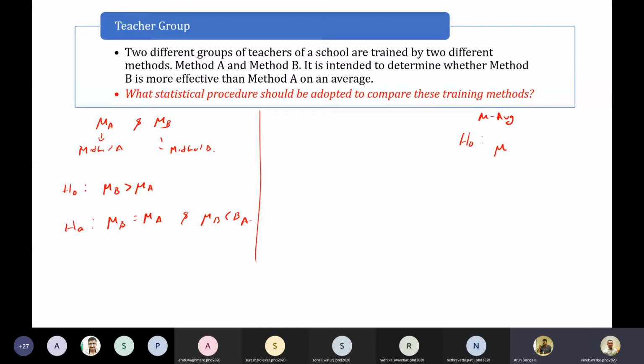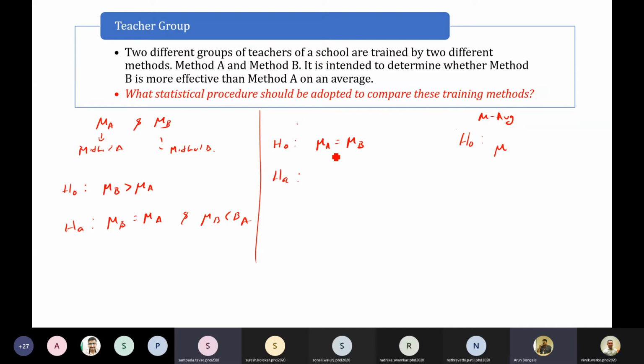Sir, this is Sampada. Yes, ma'am. So we can also frame it like the effectiveness of method A is equal to the effectiveness of method B, I mean, mu A equals mu B. Can we say like that? This is the null hypothesis. The null hypothesis is mu A is equal to mu B. Yes. Okay. Then the alternate hypothesis is that in effectiveness they are different.